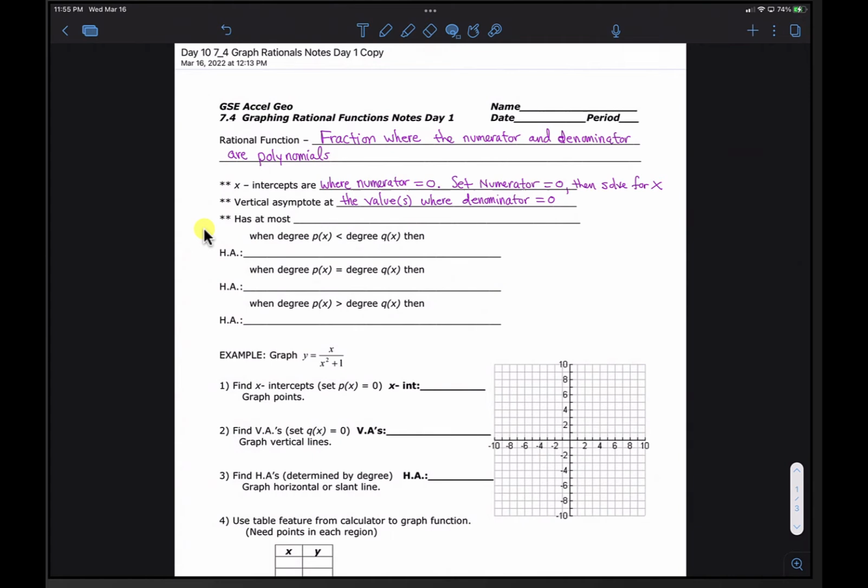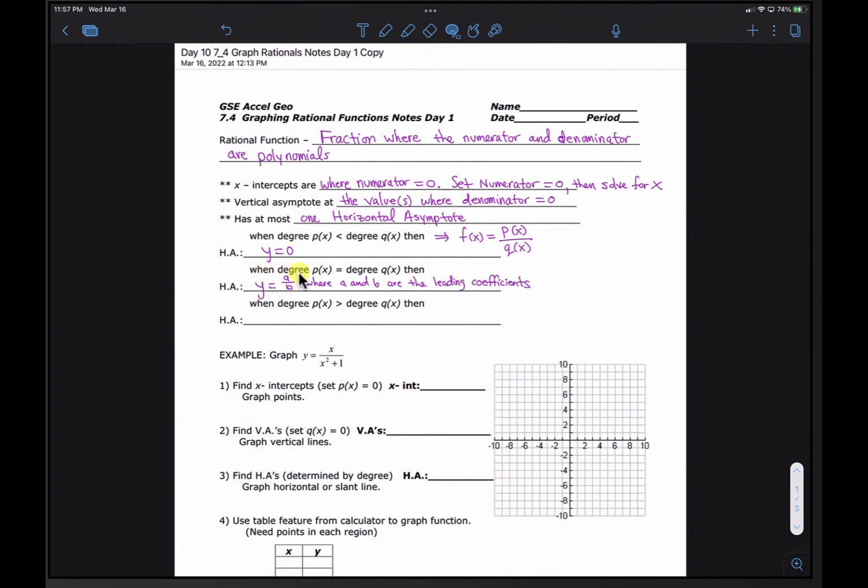Now, many rational functions also have horizontal asymptotes. A rational function has at most one horizontal asymptote. A rational function is in the form f of x equals p of x divided by q of x, where both p and q are polynomials. When the degree of p of x, the numerator, is less than the degree of q of x in the denominator, then the horizontal asymptote, abbreviated HA, is y equals 0.